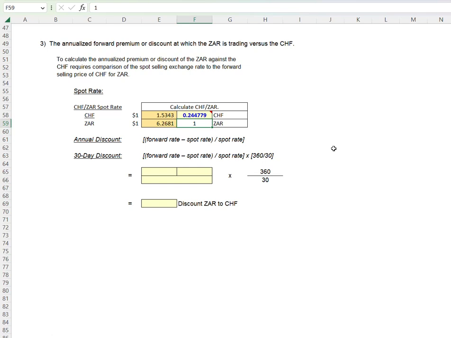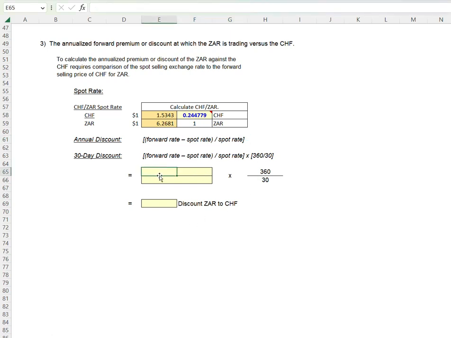Then our annual discount would simply be the forward rate minus the spot rate divided by the spot rate. In other words, the difference divided by our initial value. That's simply the percentage change. Since we are considering a 30-day discount, we want to take that percentage change and multiply it by 360 and divide it by 30. That is, we want to take our 30-day discount and multiply it by 12.